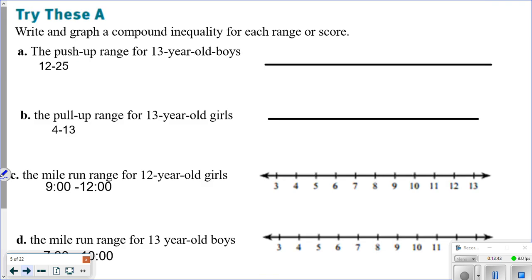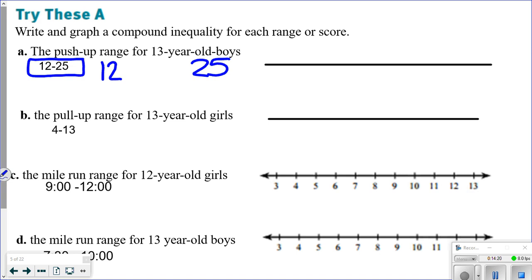So take a look at the Try These A. I'm going to help you through some of these, and then I want you to try some on your own. You have the table directly above you on this sheet, but I wrote in the push-up range because my table is on the last slide. So the push-up range for 13-year-old boys is 12 to 25. A range of values. 12 is the lowest. 25 is my highest. So I know that this is a conjunction.